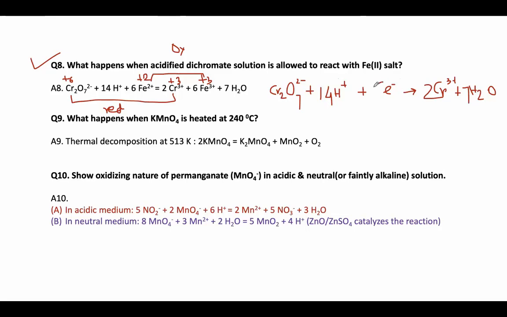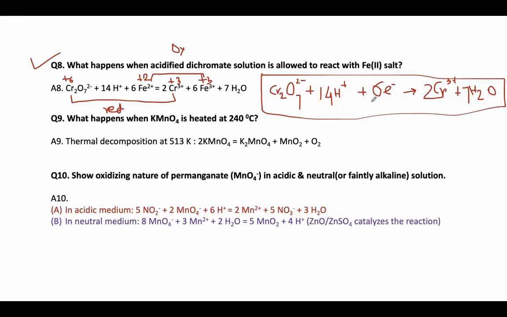So it will be written as 6 electrons. Now you can see 14 H+, 6 electrons, and 2 electrons from this, so 8 electrons. So 14 minus 8 is 6. So plus 6 charge on the left hand side and plus 6 charge on the right hand side. That's how the equation of potassium dichromate acting as an oxidizing agent is balanced. So this is the balanced equation for oxidation by potassium dichromate.